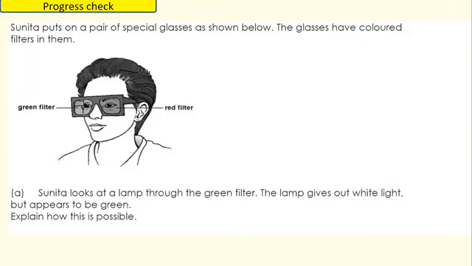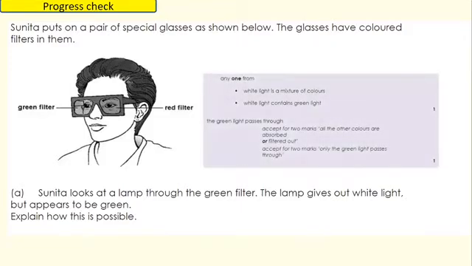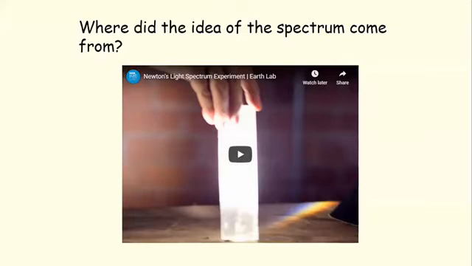Okay, now hopefully you have got your answer down and I'm going to get you to mark it. So, if you had mentioned that white light is a mixture of colours or that white light contains green, you could have a mark. The green light passes through, all the other colours are absorbed or filtered out, or only the green light passes through, you get another mark. So, well done. Okay, I wanted to show you this video, but YouTube won't allow it. So if you want to have a look at it, go onto YouTube and look for Newton's light spectrum experiment.